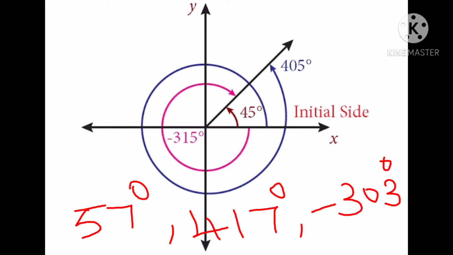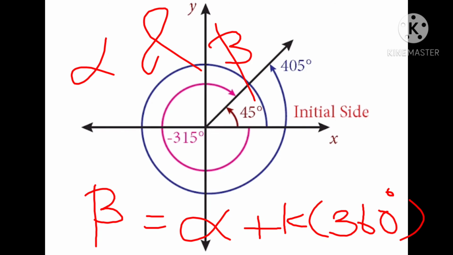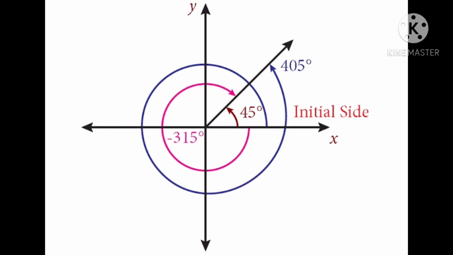Angles 57 degrees, 417 degrees and minus 303 degrees have the same initial side and terminal side but with a different amount of rotations. Such angles are called coterminal angles. If alpha and beta are coterminal angles, then beta is equal to alpha plus k into 360 degrees, where k is an integer. The measurements of coterminal angles differ by an integral multiple of 360 degrees.